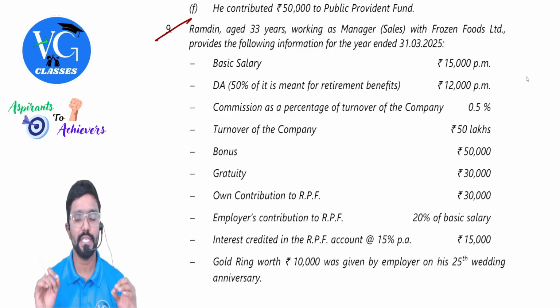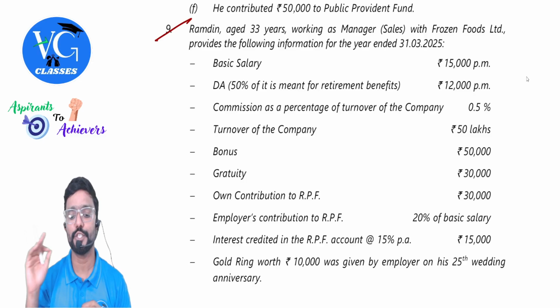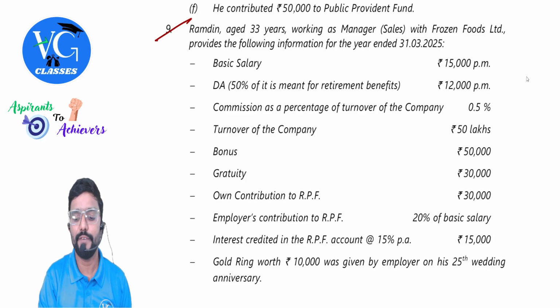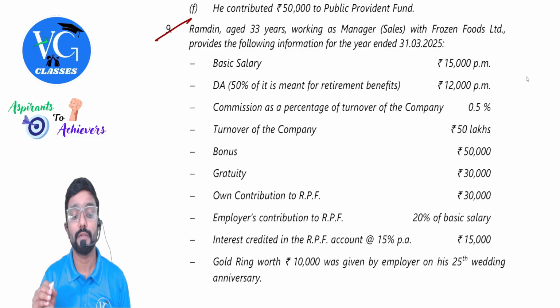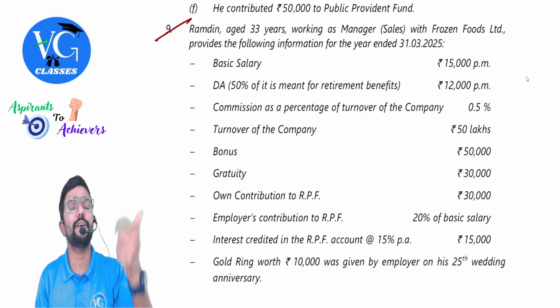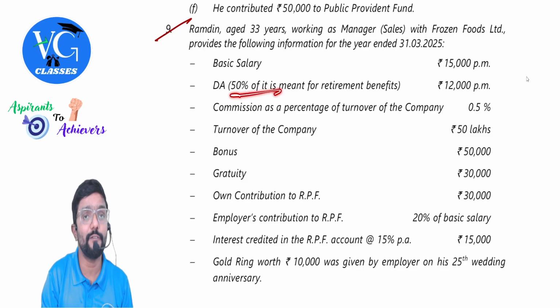Ramdev, aged 33 years, working as manager, sales with Frozen Foods Limited, provides the following information for the year ended 31st March 2025. Basic salary 15,000 per month. DA is 12,000 per annum. 50% of it is meant for retirement benefits. So while calculating few exemptions, we need to take only 50%.